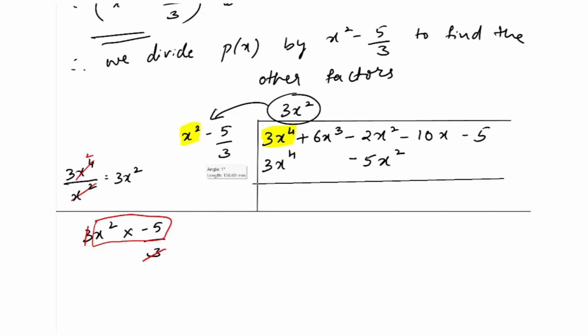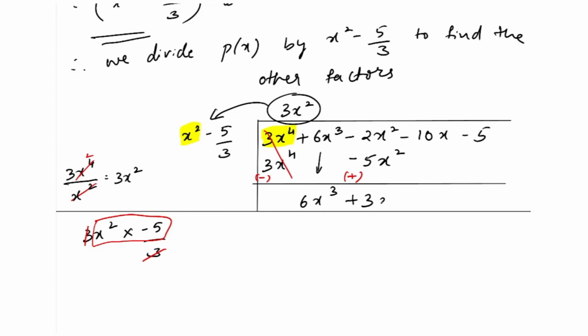Now let us subtract this. So before we subtract, we'll change the sign. So plus 3x to the power of 4 will change to minus. And here minus 5x square will change to plus 5x square. So 3x to the power of 4 and minus 3x to the power of 4 will get cancelled. Now there is no cube term to subtract, so we'll just take this cube term as it is, that is 6x cube. Then we have minus 2 and plus 5. Minus 2 plus 5 is plus 3. And this x square term we will keep as it is. Now minus 10x and minus 5.